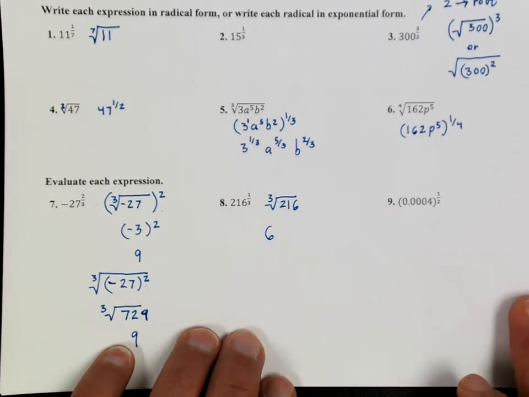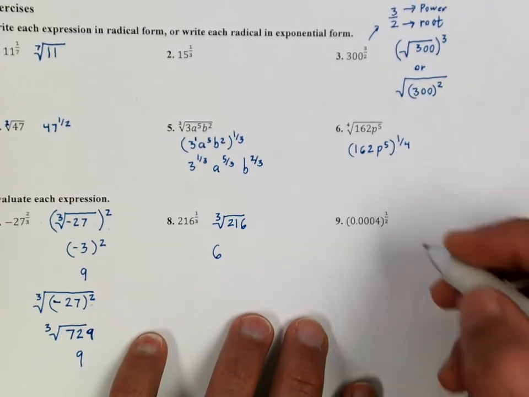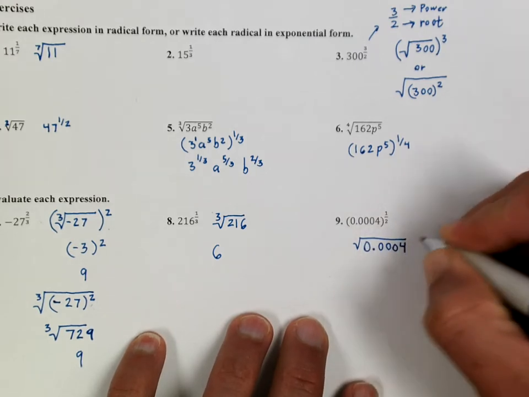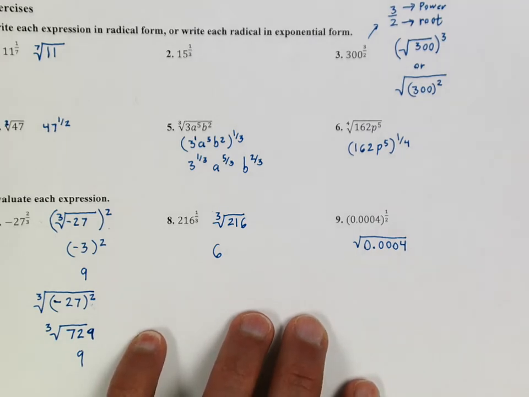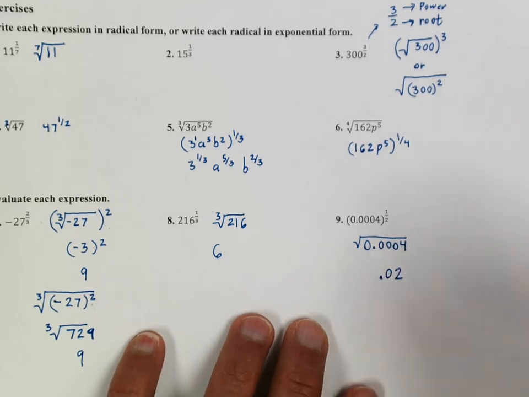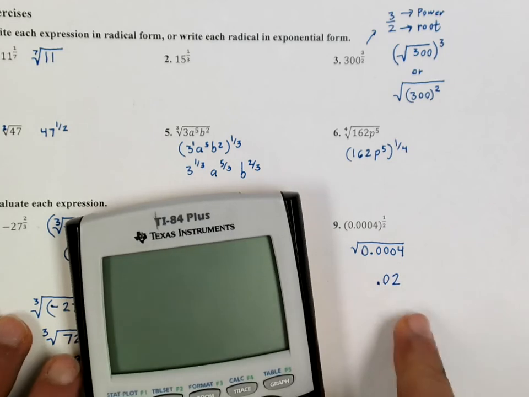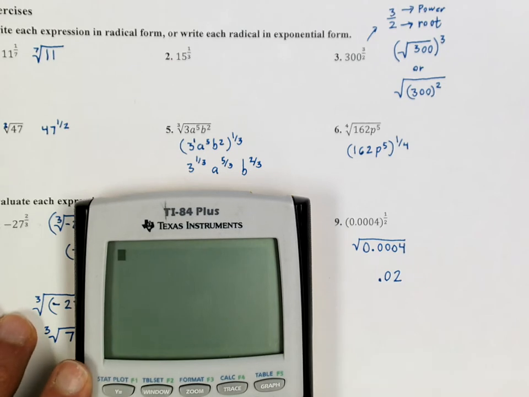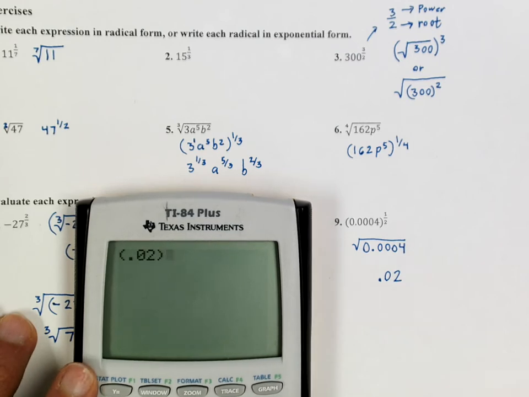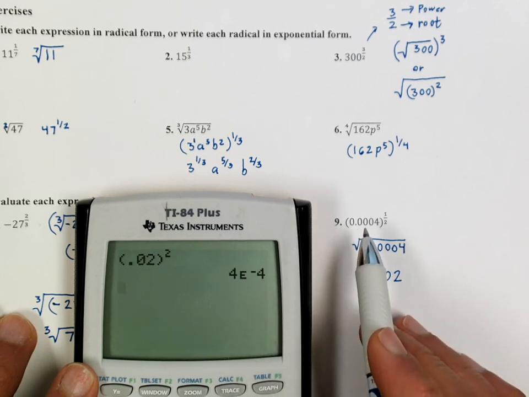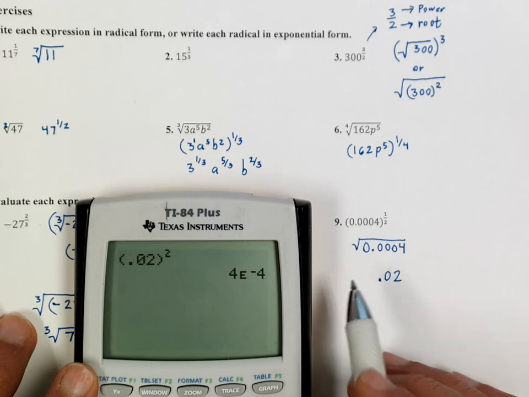And then finally, number 9. This is the same thing as the square root of 0.0004. This is a little tricky. You just have to know, for example, that if you multiply this times itself, and I can show you that on the calculator, you will move the decimal point twice to the left. Just to prove to you that this is true, I can have 0.02. Remember, I got them backwards, so I'm actually going to square this, and I should get 4e to the negative 4, which is the same thing as 0.0004. So anyways, that's the same.